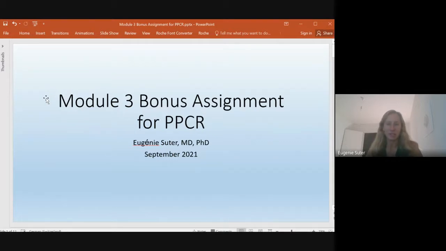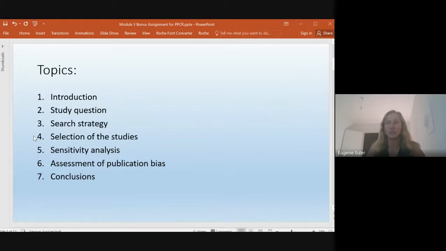For this assignment, I chose to review a meta-analysis, and I'll be taking you through 7 steps in looking at this analysis together. First, an introduction to the paper, then the study question, the search strategy used by the authors, how they selected their studies, the sensitivity analysis methods, and their assessment of publication bias. And finally, I'll have some conclusions for us at the end.